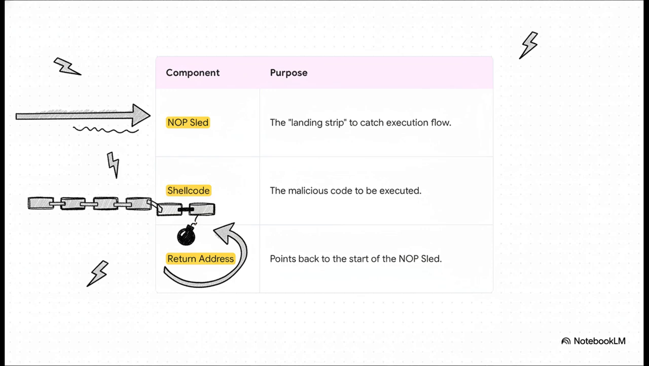You've got the long NOP sled to act as a forgiving target, then the shellcode with the actual commands, and bringing up the rear is that hijacked return address that kicks the whole thing off by pointing the program right back to the attacker's code.